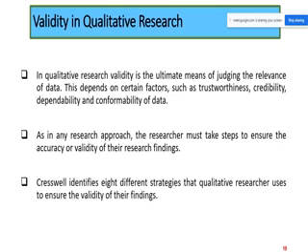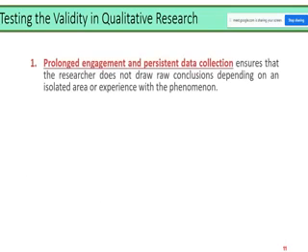Creswell identifies 8 different strategies that qualitative researchers use to ensure the validity of their findings. So there are 8 different steps which Creswell has identified for testing the validity of the research. First is prolonged engagement and persistent data collection. It ensures that the researcher does not draw raw conclusions depending on an isolated area or experience with the phenomena.